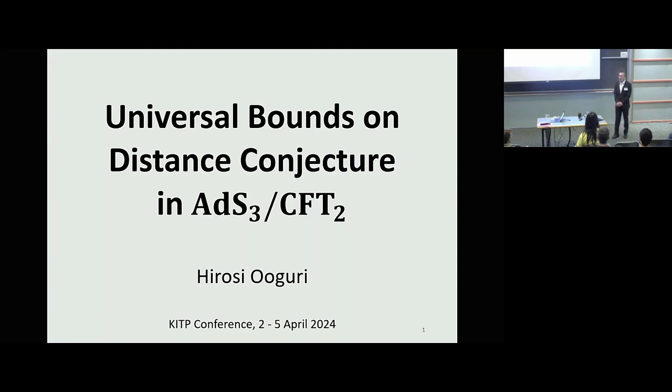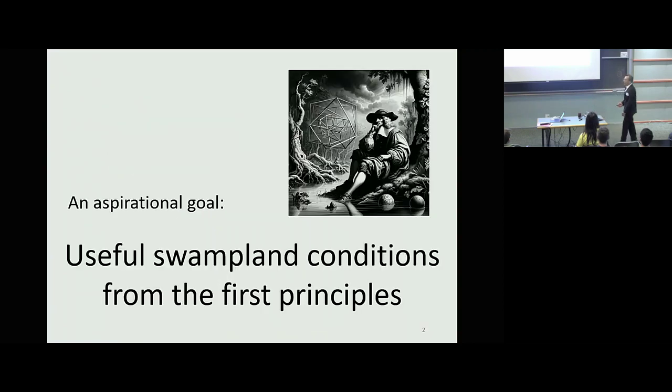I wrote 2 papers, one of which was posted yesterday, appeared last night in California. This work is about the other paper that is to appear. And my aspirational goal for this work was to derive useful swampland conditions from first principles. And so I'd like to explain what I mean by that.